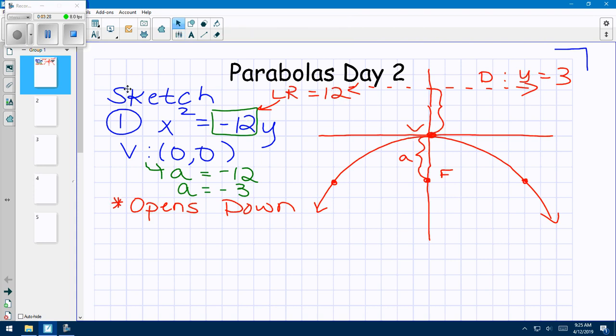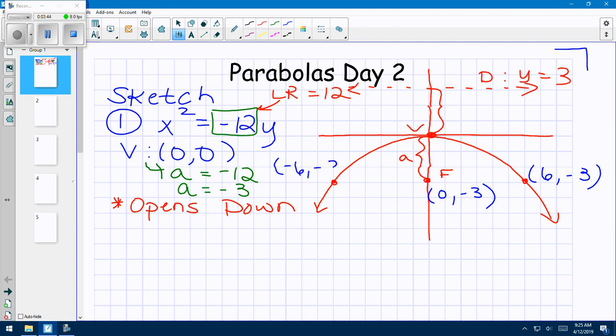Just for labeling purposes, eventually on a quiz you'd be asked to identify some special coordinates. So the focus has the coordinate 0, negative 3. And if I ask you for the endpoints of the LR, those endpoints are at 6, negative 3, and also negative 6, negative 3. Okay. So that's a good example of a parabola that opens down. And again, x squared implies that the parabola will open up or down.